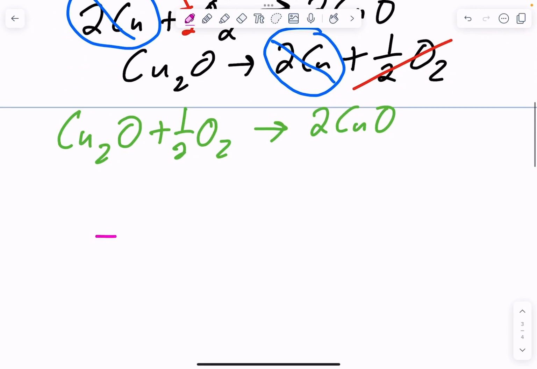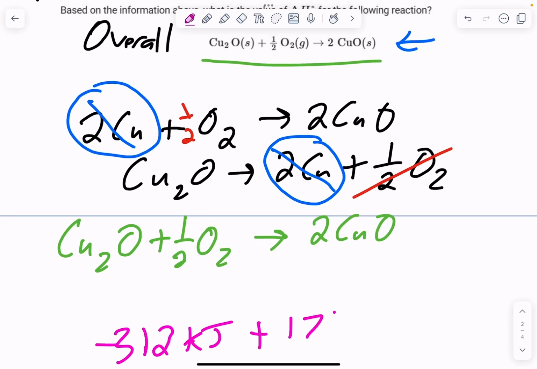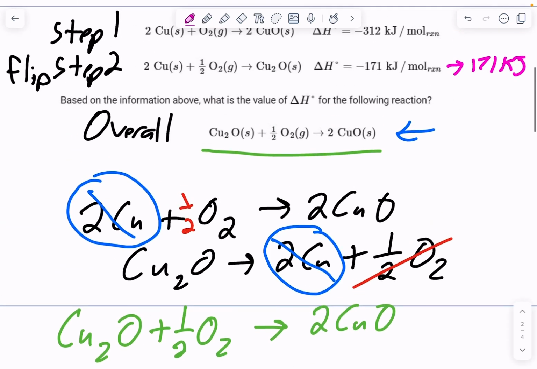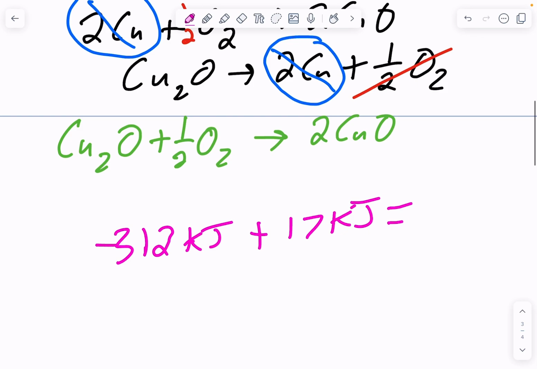So I'll take negative 312 kilojoules, and I will add it to 171 kilojoules. And I add that up. I'm going to get my calculator. And it's as simple as that, though, guys. You just have to be able to flip signs, multiply and divide, make sure that your first and second reaction comes out on top of each other. And this answer will be negative 141 kilojoules per mole.